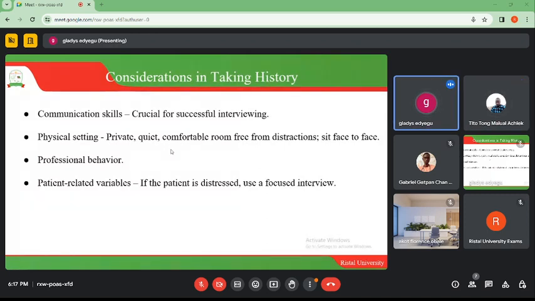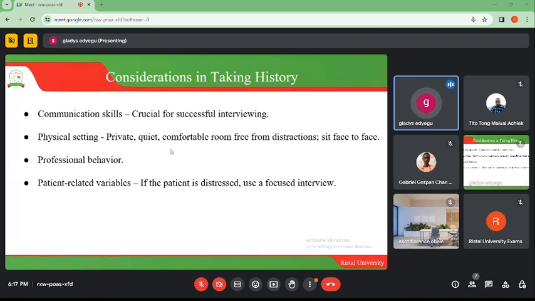We can move to the next slide, and that is our considerations in taking history. What do we need to consider as we are taking history, as one of the things we are looking at in our health assessment? One of it is communication skills. You have to have good communication skills with our patients so that we can have a successful interview and they will be able to open up to us. But if you have poor communication skills, sometimes the patients may fail to open up to us.